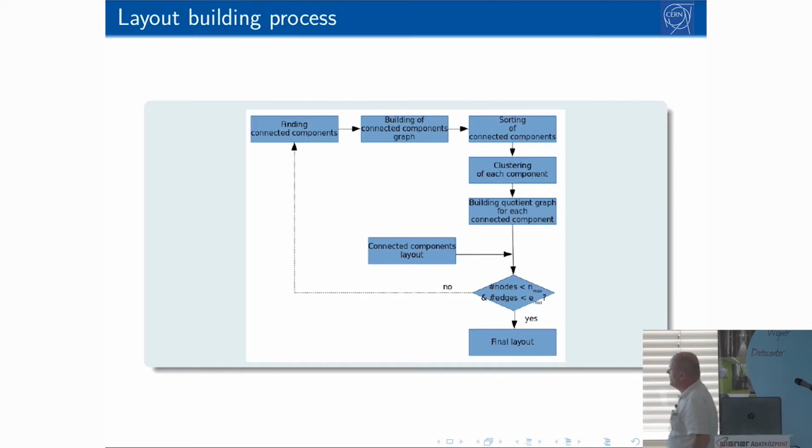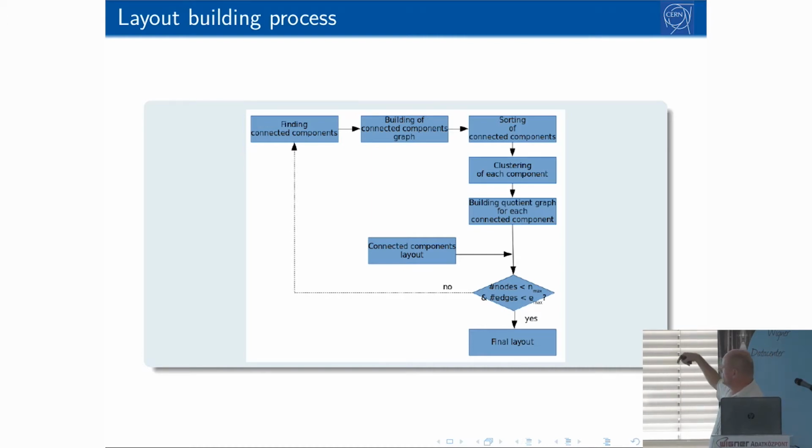For this part, we are doing several stages. First stage, finding connected components, then building the connected component graph, the graph where the nodes are the connected components. We sort the connected components by the number of references behind them. So in the final layout, which I will show you, we will have an ordering, which will help in knowledge discovery.